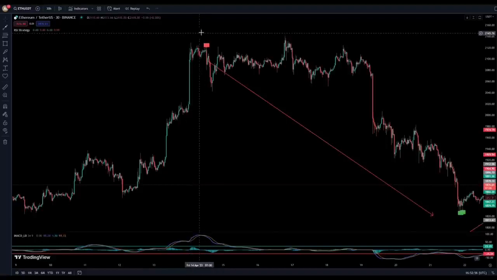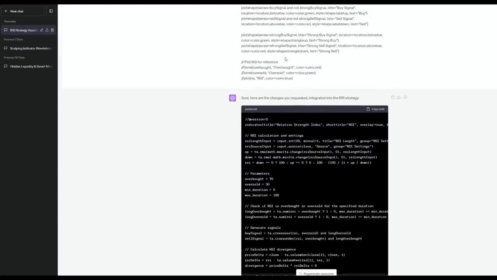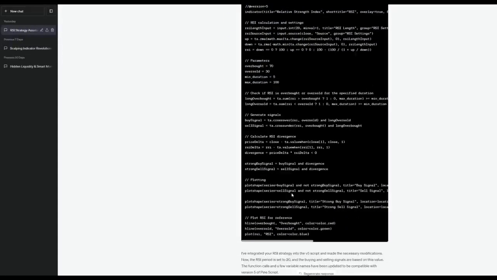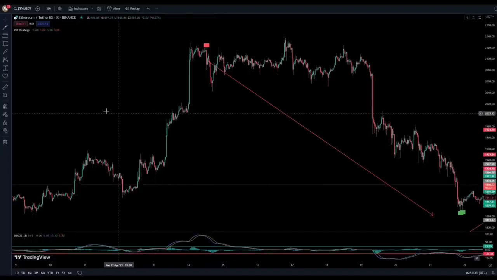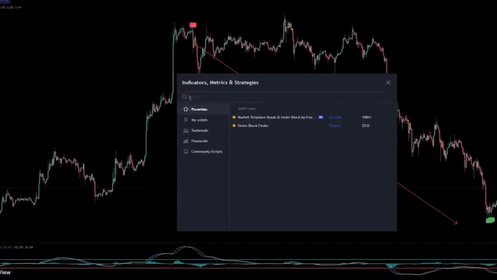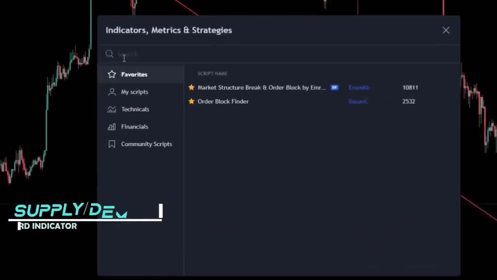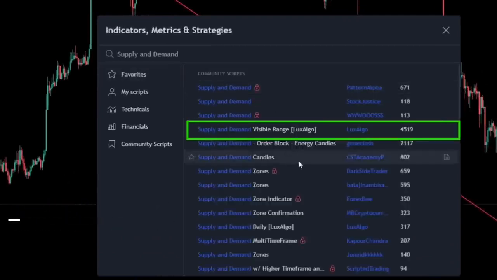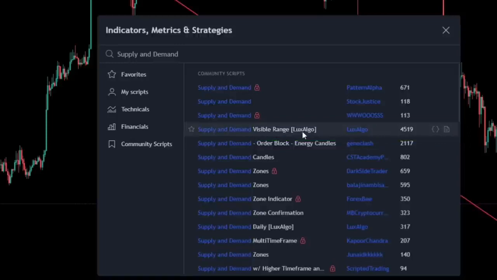As mentioned, this indicator is totally made by ChatGPT. I have only given the conditions here, and then ChatGPT has written the code for me using the Pine Script language of TradingView. Now let's move on to the next indicator, which is going to identify supply and demand zones for me. We type supply and demand in the search bar. After that, we add this indicator to our charts, which is made by LuxAlgo.